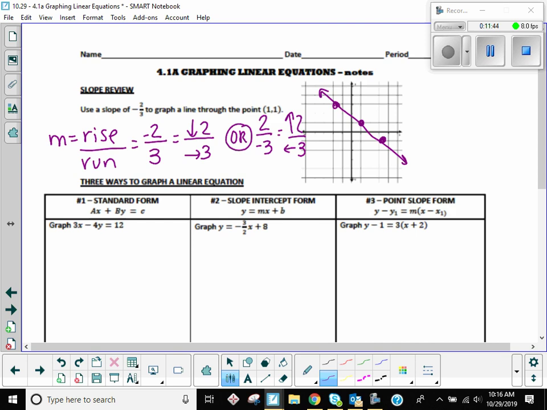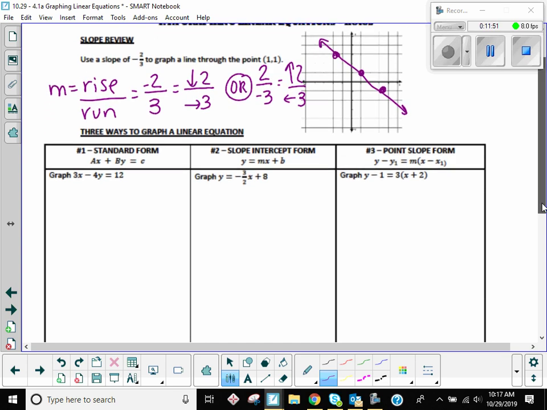I'm not a very good line drawer. And I do have rulers up here if anybody feels like they need a ruler. I obviously don't feel like I need a ruler.